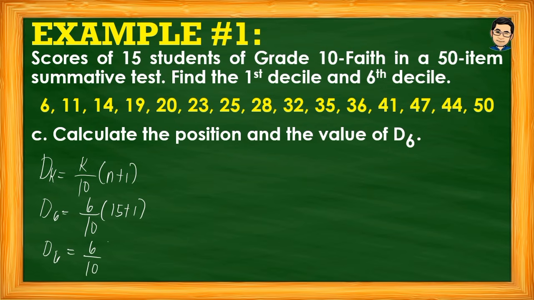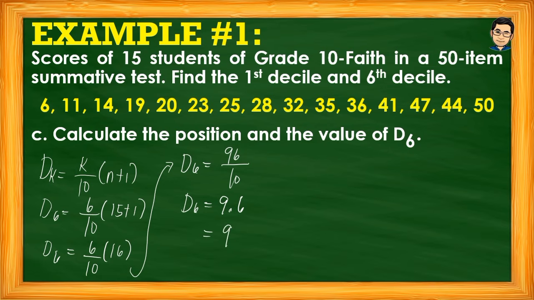6 over 10 times 15 plus 1, that is 16. So, D sub 6 is equal to 6 times 16, that is 96, over 10. So, 96 divided by 10, that is 9.6. So, since nasa right side siya ng D sub 5, yung ating median, round down po siya. So, 9.6 will become 9. Okay, so we're looking for the 9th position. That will be the value of D sub 6.